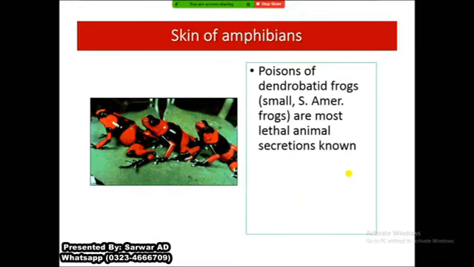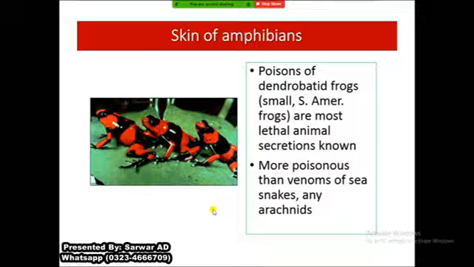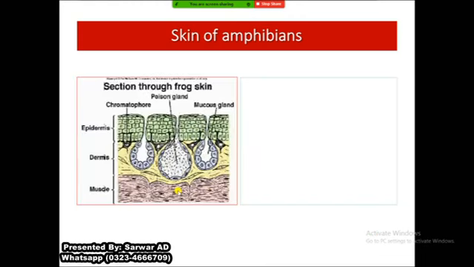The poison of dendrobatid frogs, mainly found in South American regions, is among the most lethal animal secretions known. Till now, these poisons of amphibians are considered the most lethal animal secretion, more poisonous than the venom of a sea snake or any arachnids. Arachnids means spiders and the like. So their poison is very dangerous, and it can be compared with the venom of a snake or any other poisonous arachnid.